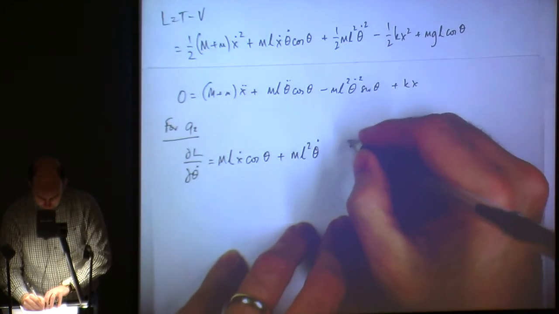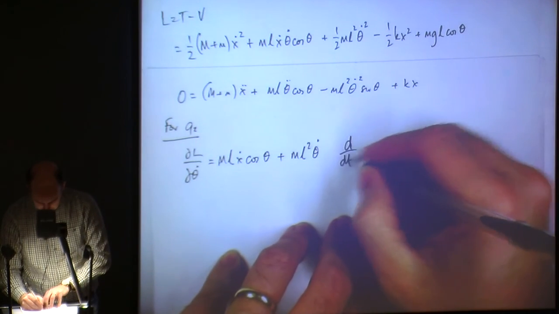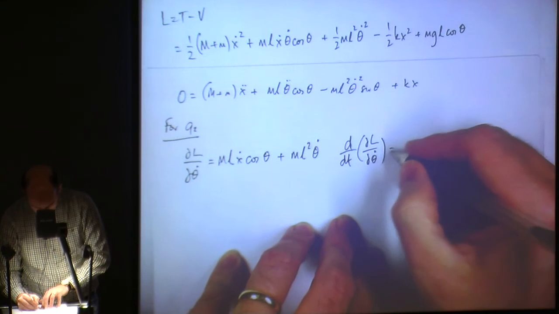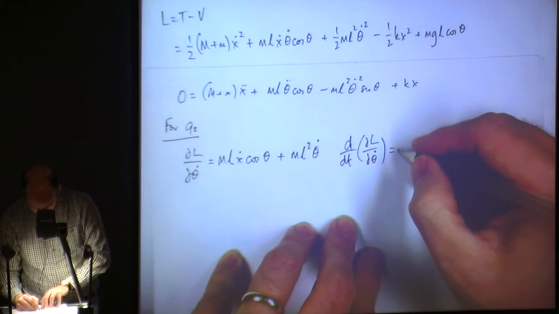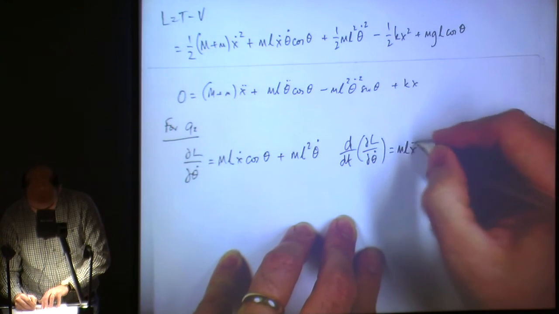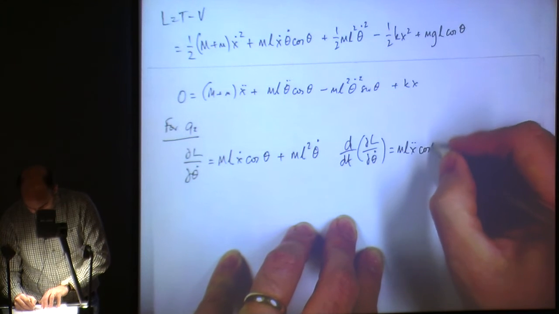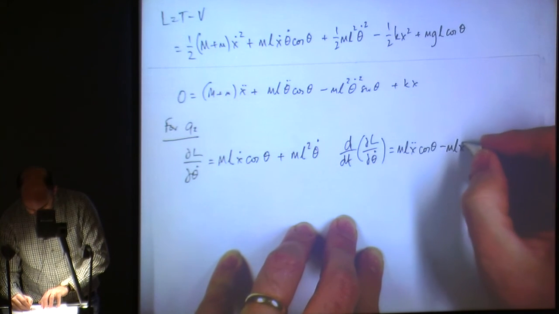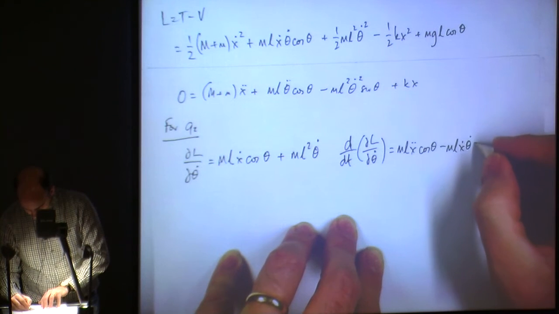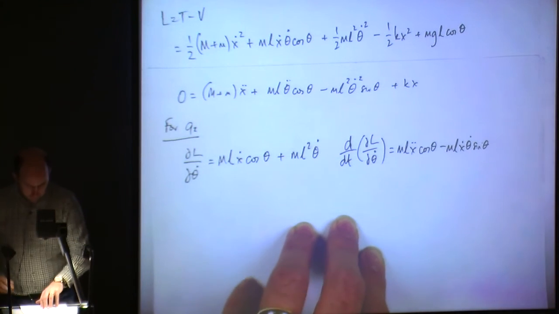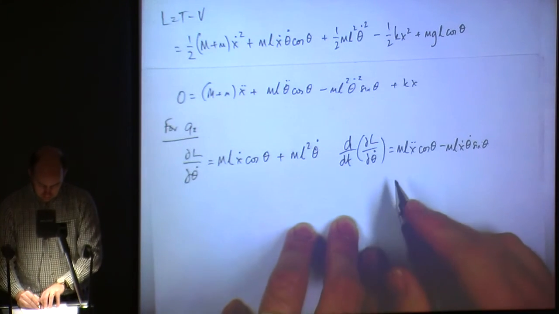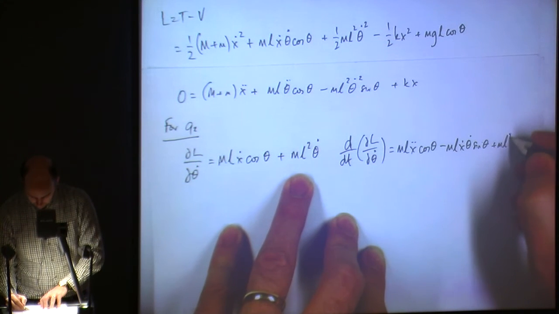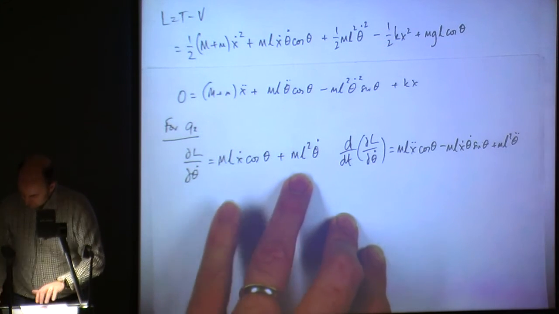Time derivative. Again, product rule: x double dot cosine of theta minus ml x dot theta dot sine of theta plus ml squared theta double dot.